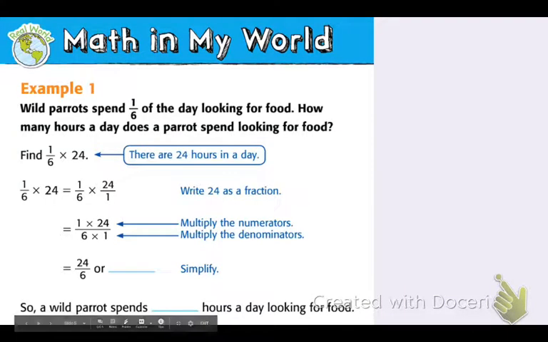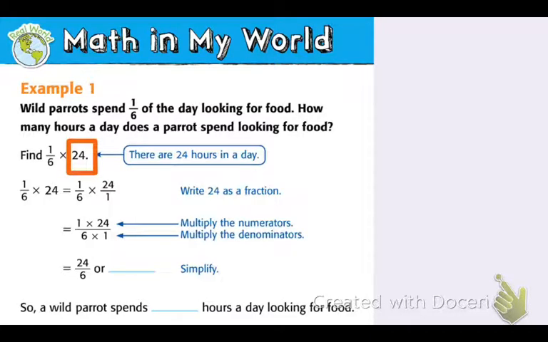All right, math in my world. Example number 1. Wild parrots spend 1/6 of the day looking for food. How many hours a day does a parrot spend looking for food? Well, I know step 1 is to create a fraction, and 24 is a whole number, so I'm going to change it to a fraction by putting it over 1. So 24 over 1, it now is a fraction.